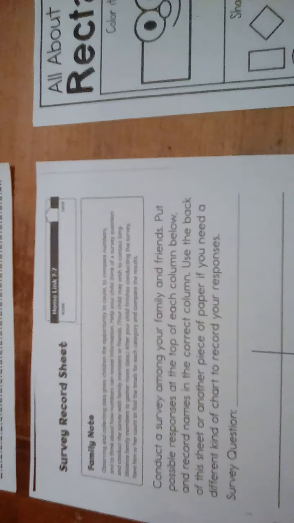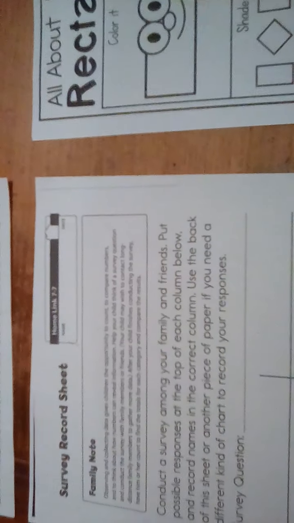And we also have a survey record sheet to do. We will be asking a survey question. You can make up your own question. It can either be a yes or no answer or an either or answer. I like cats. And the answer would be yes or no. Do you like cats? Yes or no. The other kind of question, the either or, would be, do you like cats or dogs? And you would put cats on one side and dogs on the other side and your information.